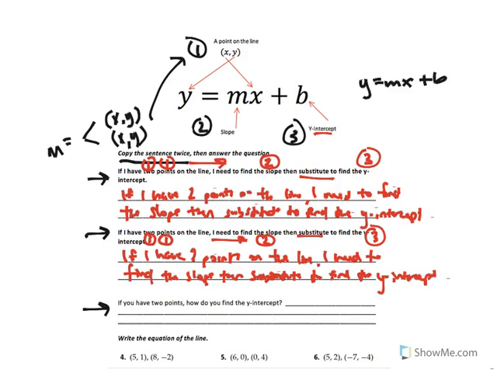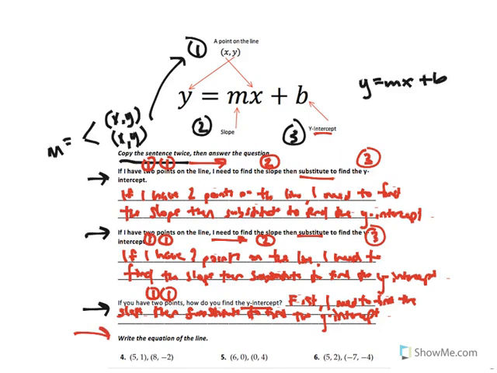So the question says, if I have 2 points on the line, how do I find the y-intercept? First, I need to find the slope. Then substitute to find the y-intercept. So what do we mean by that?